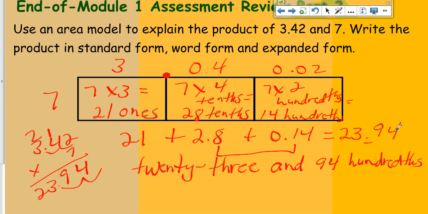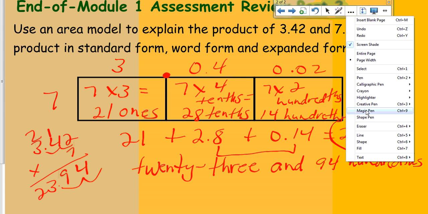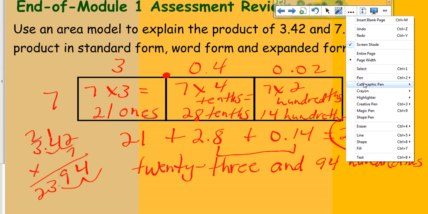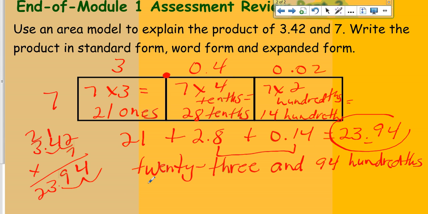And then lastly it says to write that in standard form, which is, this is standard form. Okay, and then we have to put a word form, and we did that. So that's the word form listed right here. Therefore, we have to get it in the expanded form. Okay, let's get expanded form. There we go. Let's get some blue.